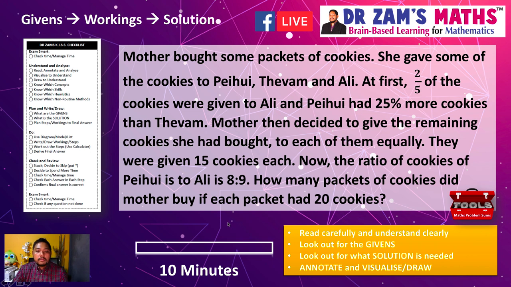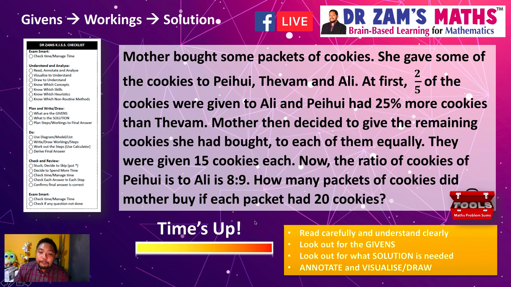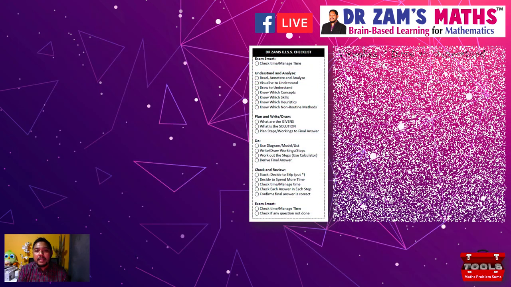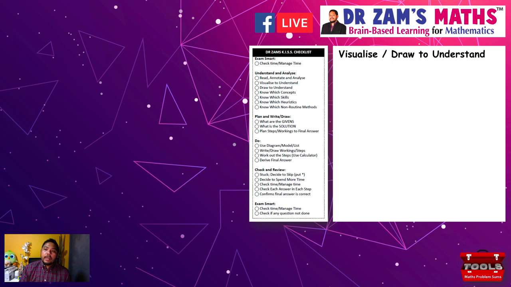Okay, so 10 minutes up. So let's take a look at the solution. Okay, so using the GWS method with Dr. Zamki's checklist, this is what you need to do. Okay, so Dr. Zamki's checklist, so you can visualize to draw.